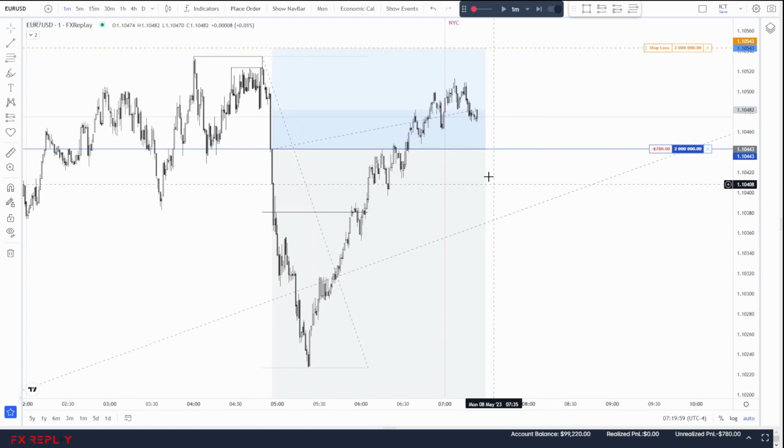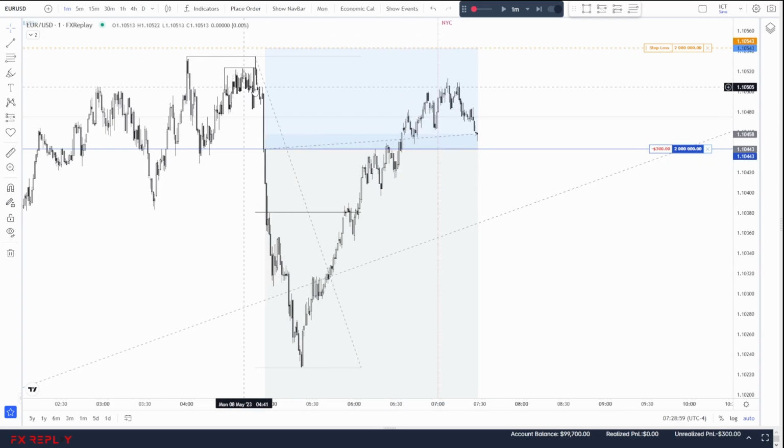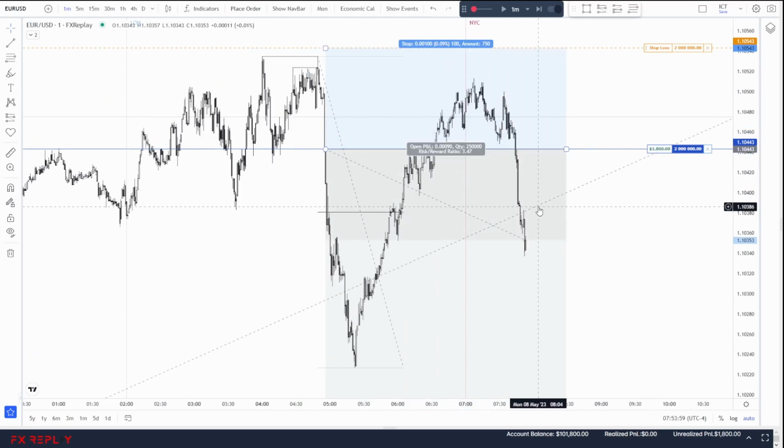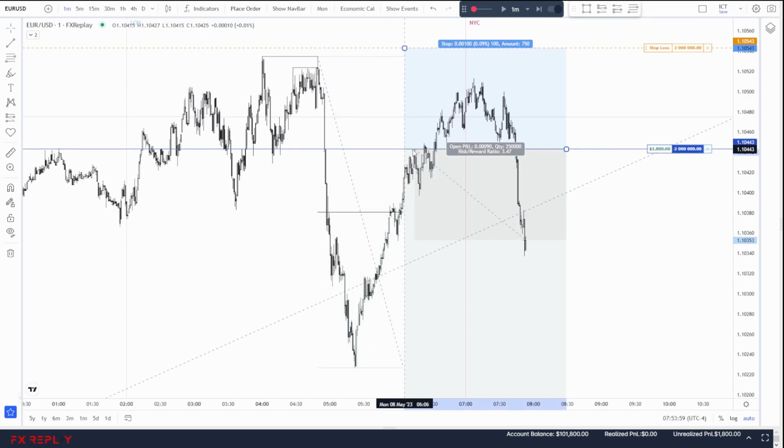So now once we grab that liquidity, we do not expect this high right here to be violated once again because this high already took out liquidity. Let's see, and the market is starting to really go with us. So let's actually mark our entry here. So it would have been filled right here.